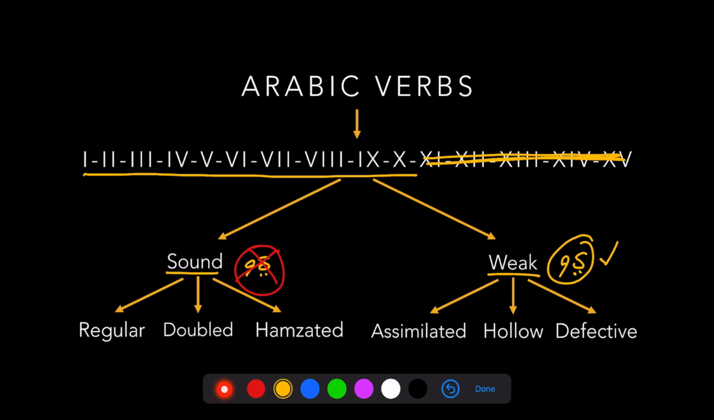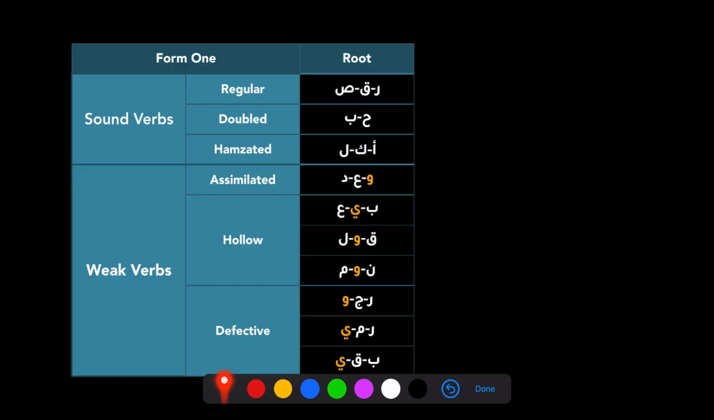Today, we're only going to focus on Form 1 verbs in the present tense. And the good news is that Arabic is very structured. So all these verbs will follow a pretty predictable pattern that you'll be able to replicate with your eyes closed, inshallah. I selected verbs from each category, which will span most of the Form 1 conjugations you'll ever come across.